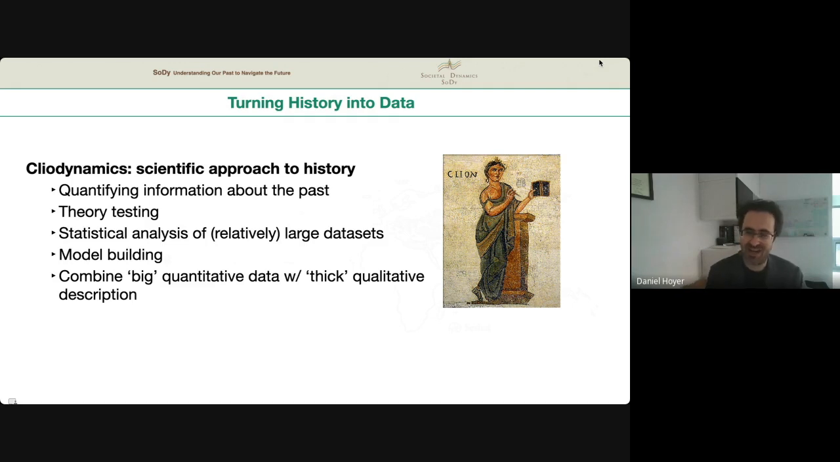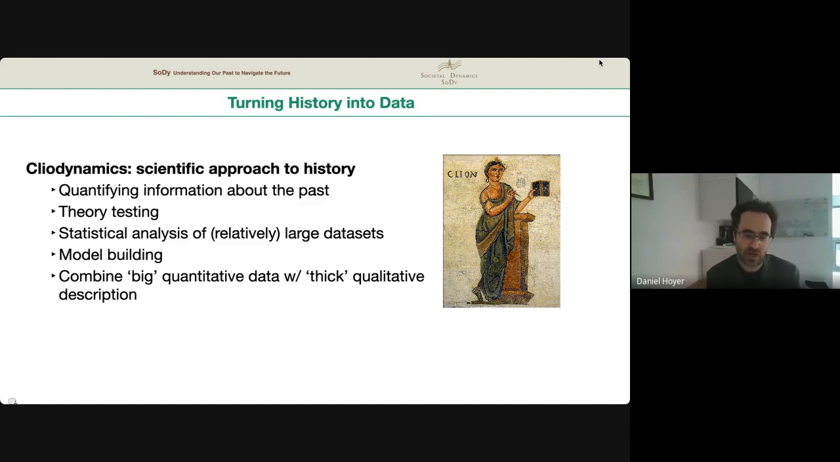So in terms of what we actually do, how we take the messy, complicated, deep historical record and turn it into something analyzable, something usable, we take what we call a cliodynamics approach. This is a new term that was developed by our colleague Peter Turchin about a decade or so ago, named after Clio, the ancient Greek muse of history. And dynamics, of course, is just the study of change over time.